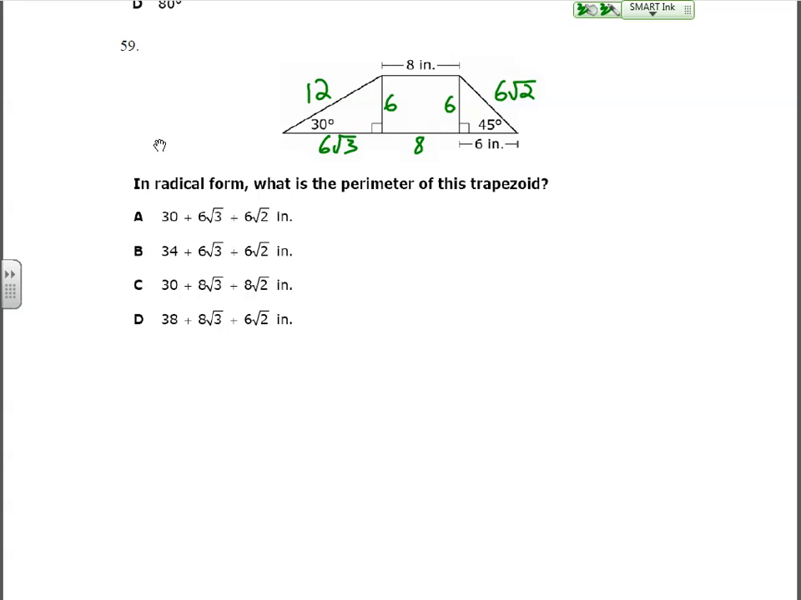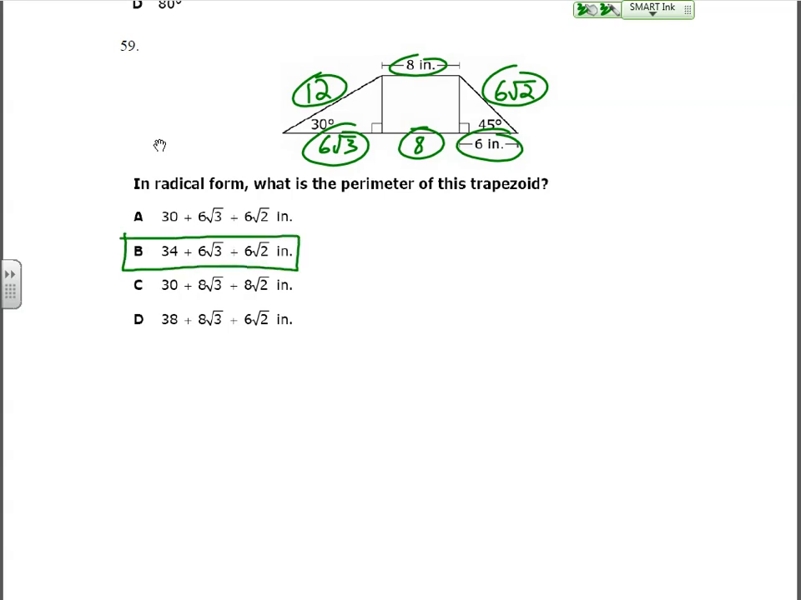And then in radical form, what is the perimeter? I'll erase what we don't want. We don't want these 6s as far as our final perimeter. So you notice we have 12, 8, 8, and 6. That combines to give us 34. And then what do we have left? A 6 root 2 and a 6 root 3. Here's a 34 plus a 6 root 2 and a 6 root 3.